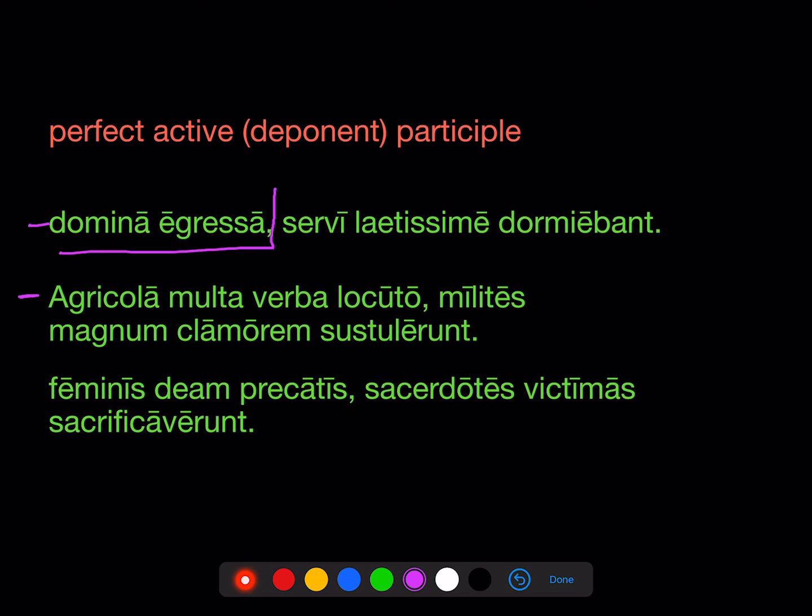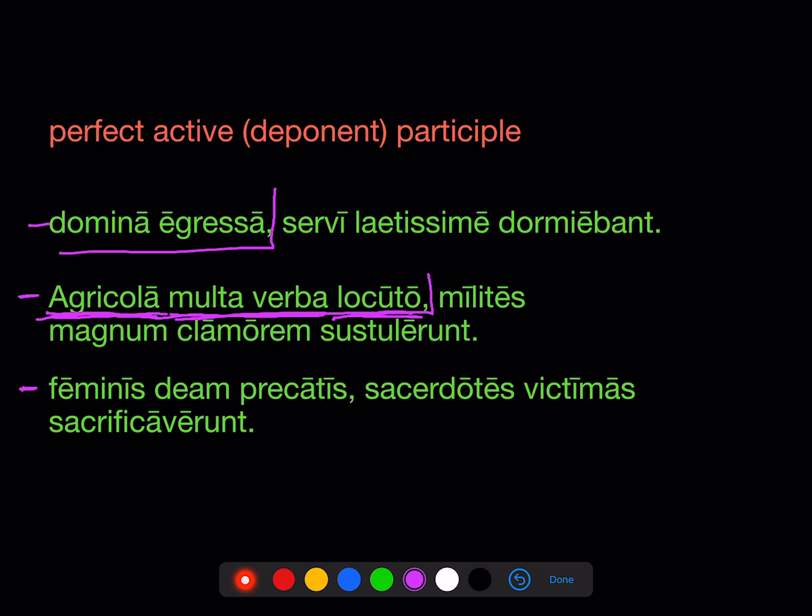Let's look at another one. Agricola multa verba locuto, milites magnum clamorem sustulerunt. So here's our ablative absolute. Locuto is ablative masculine singular to modify Agricola. So with Agricola having spoken many words, that's the direct object, the soldiers raised a great shout. One more.